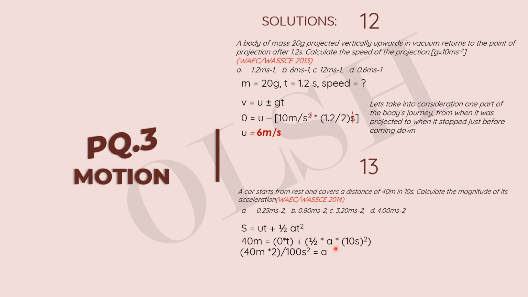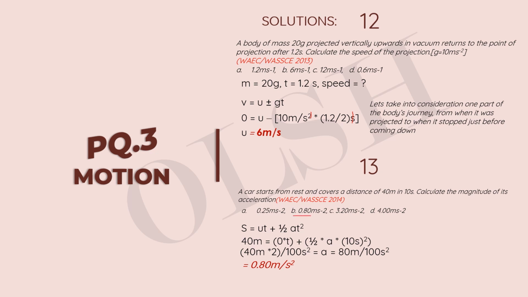So by making a the subject of the formula, this is what we're going to get. 40 meters times 2, then that 10 squared divides the left hand side. So that's 40 meters times 2 divided by 100 seconds squared, which is equal to a. Going further, we have 80 meters divided by 100 seconds squared, which of course is 0.8 meters per second squared. All right, and you can see that the answer is B.